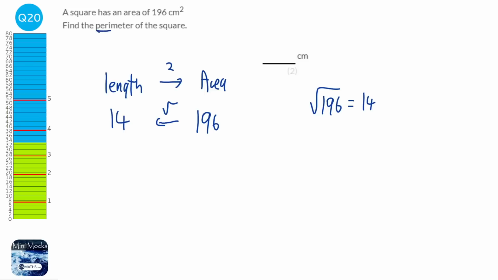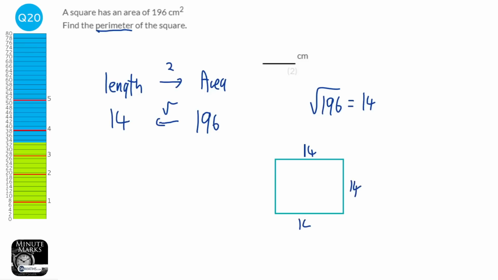So to work out what the perimeter is going to be, the distance around the square. So if I draw a square out, we know that each of these lengths are 14. So it's just going to be 14 times 4. Which will be 56.